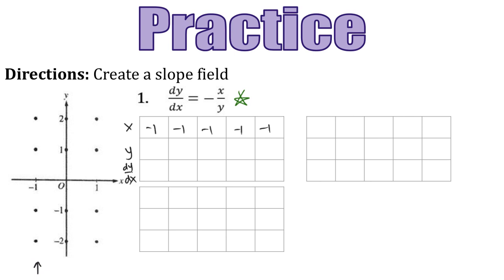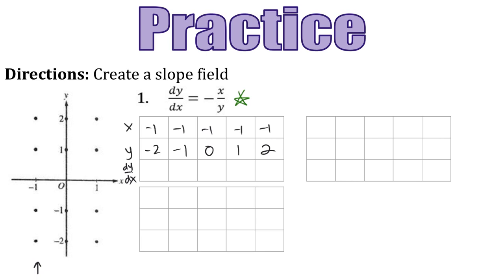When x is -1, we care about what happens down here. So when y is -2, when y is -1, when y is 0, when y is 1, and when y is 2. So basically, I'm going to plug in each of these points into this differential equation to find the slope, which is the derivative.